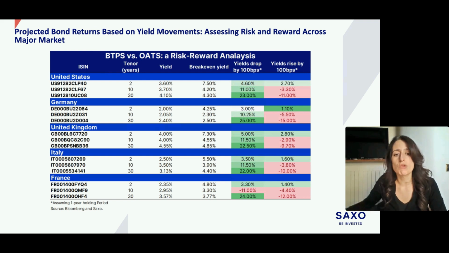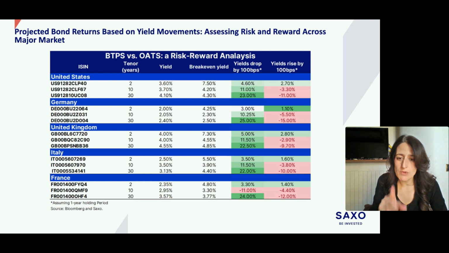When I look at extremely long durations, and here I list the 30-year tenors for each geography, well, that's more a directional bet, because if I hold the security for 1 year and yields move by 100 basis points, I'm going to make or lose 23% or 11%. So that's a more directional bet that is betting on a recession, on a crisis that if it doesn't come, it might provide quite big losses to your portfolio.